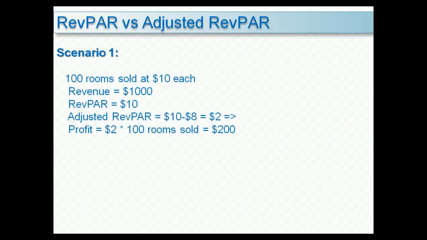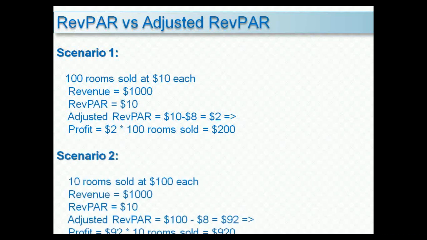Scenario 1, we were talking that there was 100 rooms sold at the hotel at $10 each, revenue $1,000, RevPAR is $10. Let's look at adjusted RevPAR. We decided that cost per occupied room is $8, so we subtract $10 minus 8 equals 2. So our adjusted RevPAR is $2 per room. Our profit is $2 times 100 rooms that we sold. Our profit is $200 in this case.